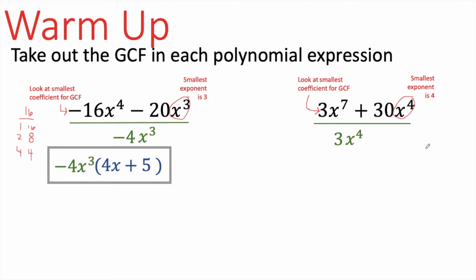So again, our GCF, what we're allowed to take out, goes in front, and then we have to divide. So 3 divided by 3 is 1. You can put a 1 there or just leave it. And then x to the seventh, if I take out x to the fourth, that just leaves me with x to the third. Then positive 30 divided by 3 is 10. And if I had x to the fourth and I take out x to the fourth, then there's none left.